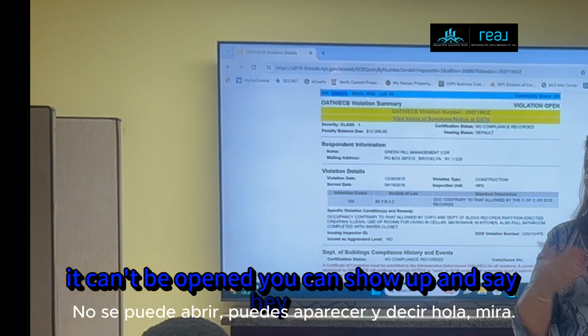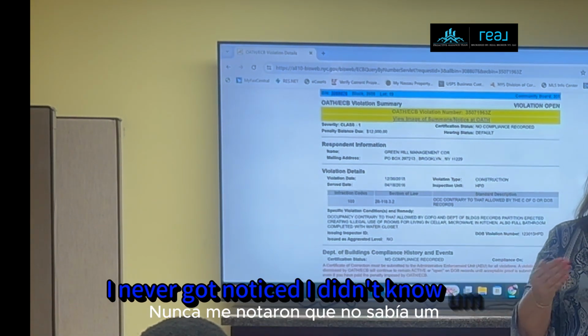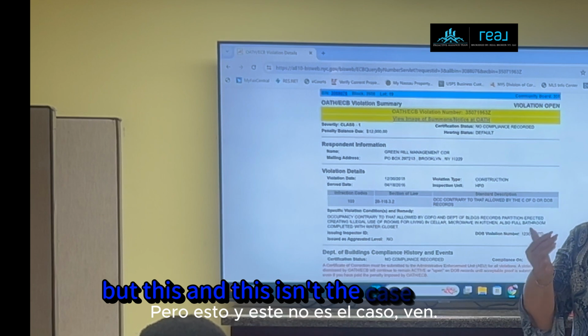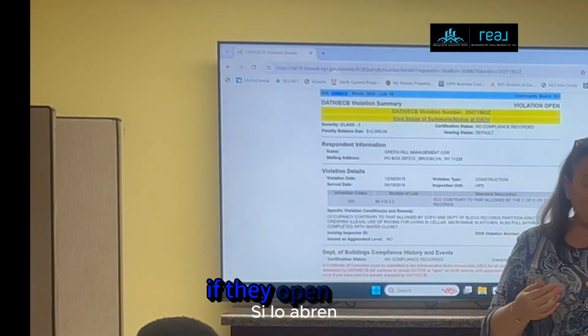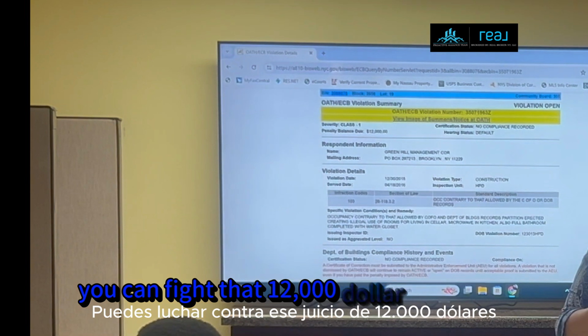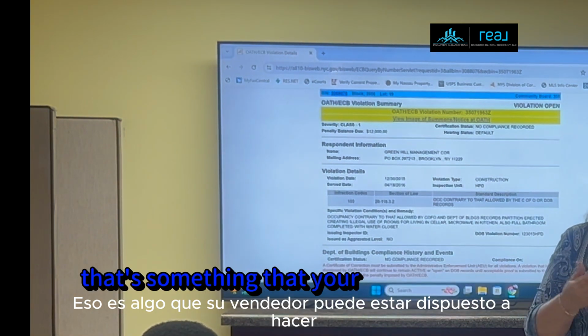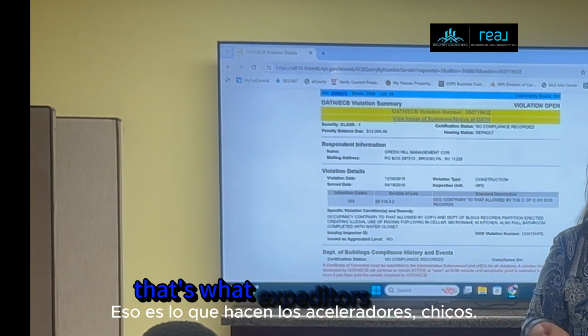You can show up and say, hey, look, I never got notice. I didn't know. But this isn't the case. It's all done. Here are pictures. And they may open this up. If they open it up, you can fight that $12,000 judgment. That's something that your seller may be willing to do. That's what expediters do, guys.